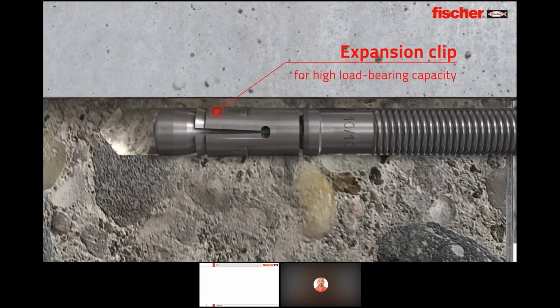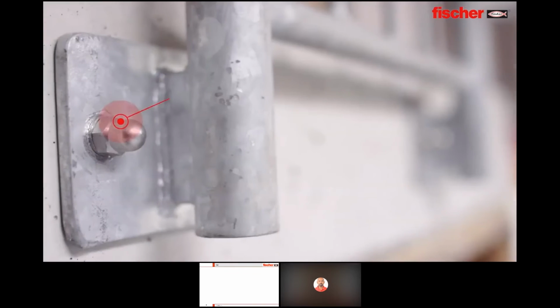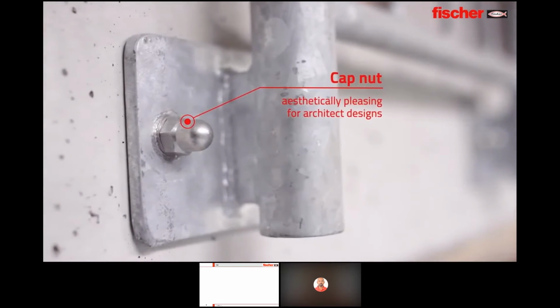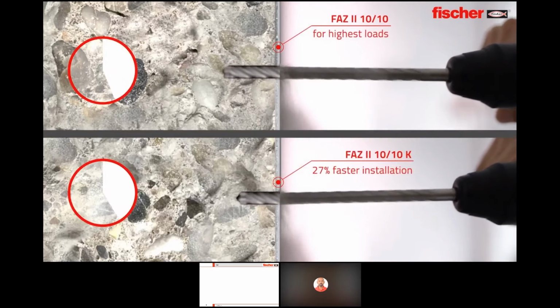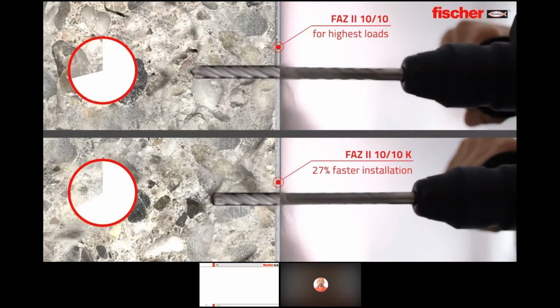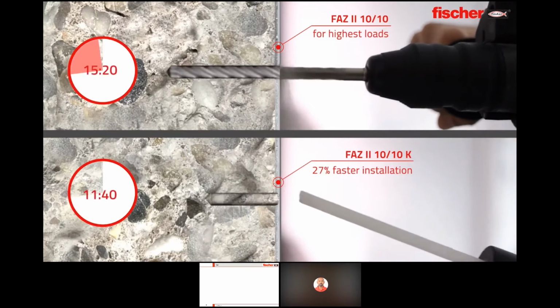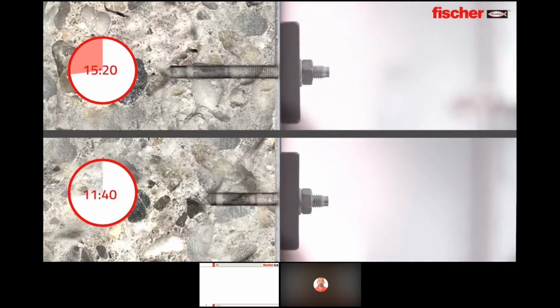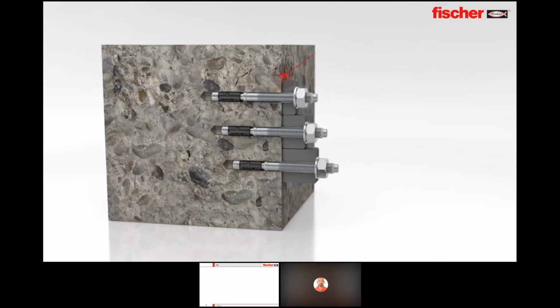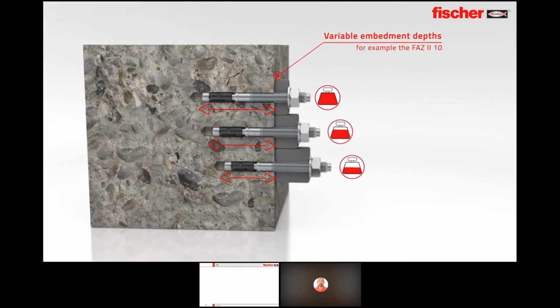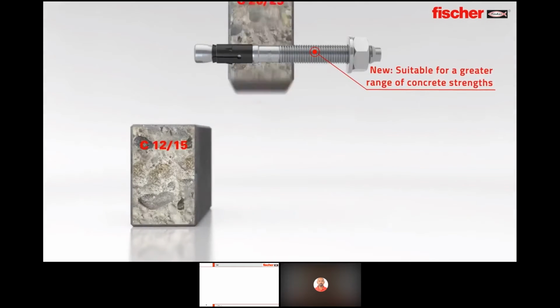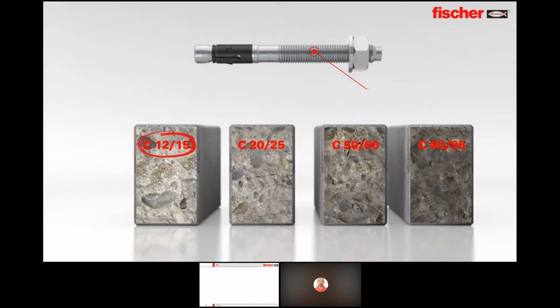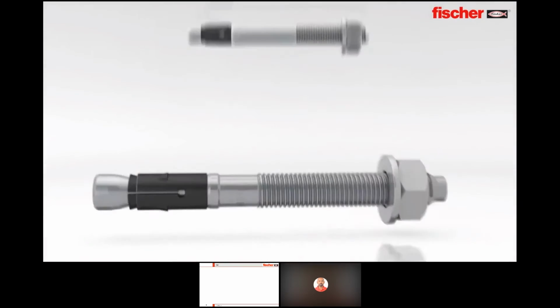The tried and trusted expansion clip ensures stability and highest load-bearing capacities. The new cap nut gives the option for a more aesthetic finish. The shorter bolt makes considerably shorter drill hole depths possible for a significantly faster installation. The variable embedment depths enable the most accurate adaptation of the loads: flexible, efficient, time-saving. New, an extended range of application with expert's report for use in concrete C12/15 and C80/95.